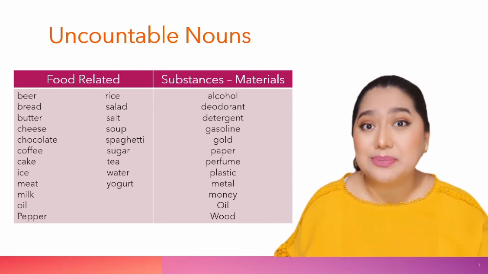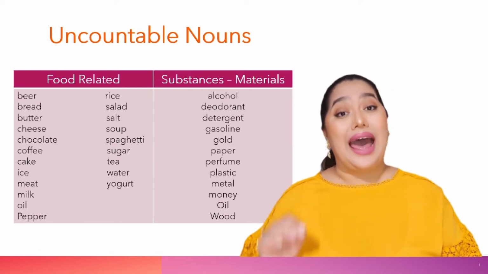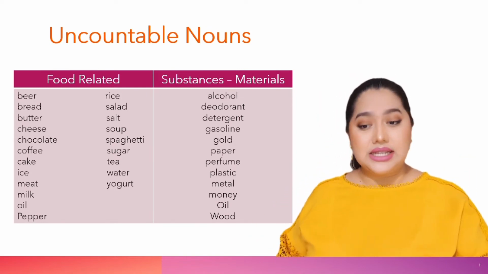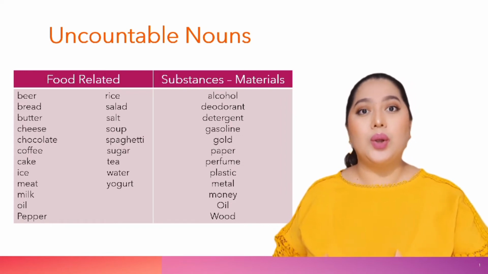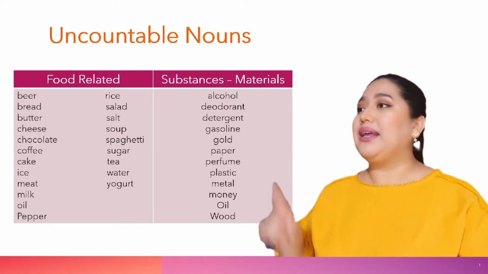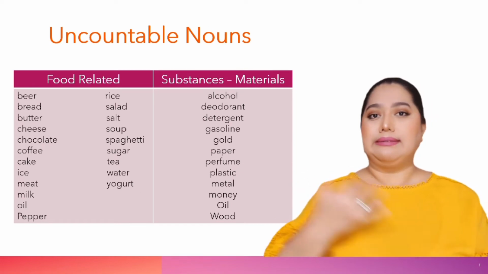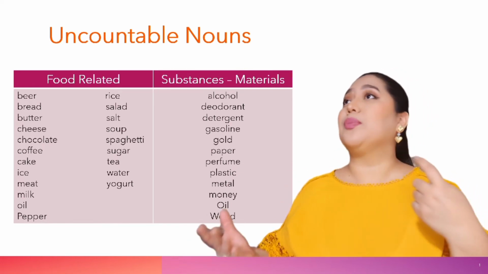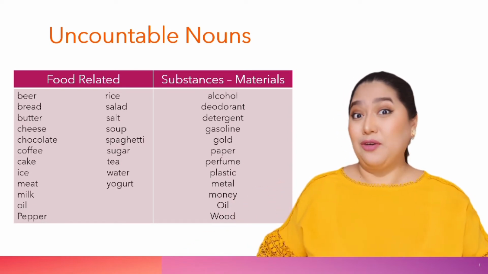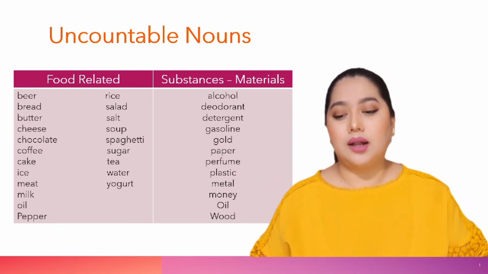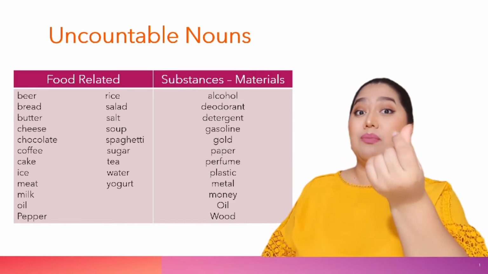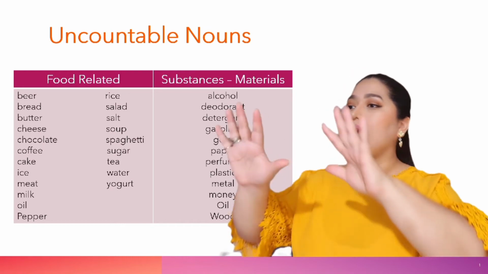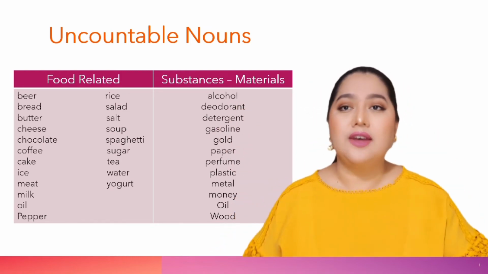It is not possible. So we have, for example, alcohol, right? Deodorant, detergent, gasoline, or why not we have gold, paper. We don't go and say, please, one paper, two papers. No, that is not possible. Or what about perfume? You know, perfume. Yeah, some perfume maybe. And why not metal? Money. Hey, be careful with money. You don't say, please give me 5 monies, 10 monies, 20 monies, 50 monies.